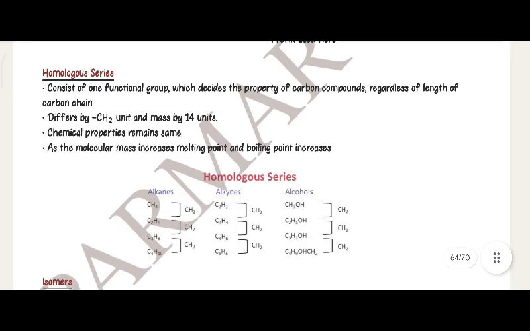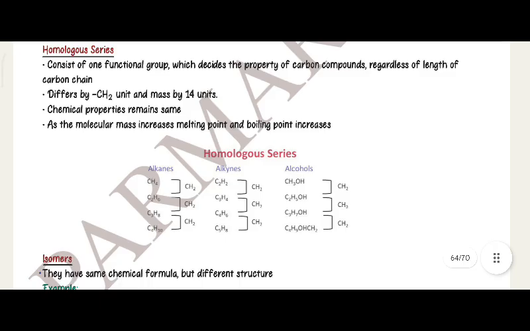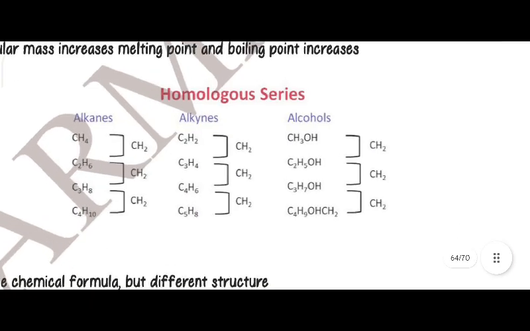Homologous series consists of compounds with one functional group which decides the property of carbon compounds regardless of the length of the carbon chain. They differ by a CH2 unit and mass by 14 units. Chemical properties remain the same. As the molecular mass increases, melting point and boiling point increase.